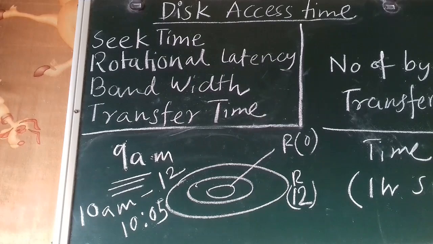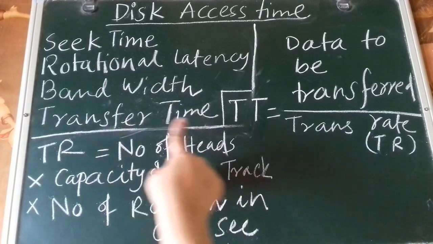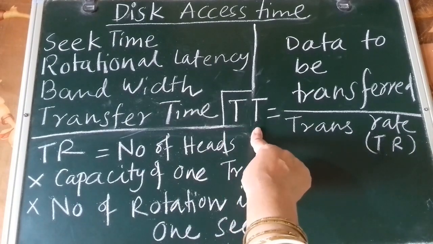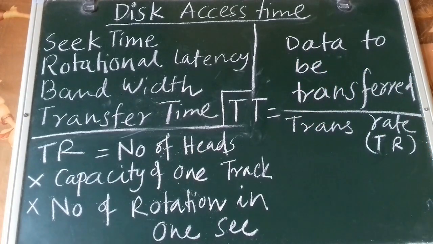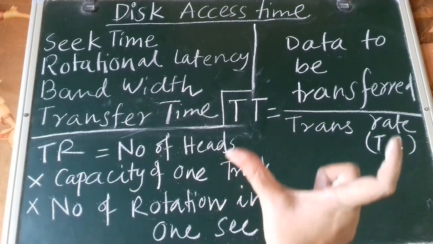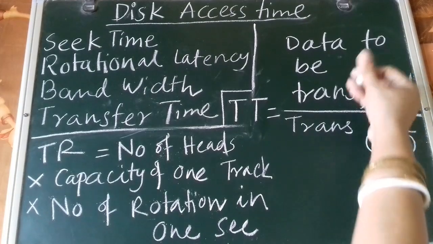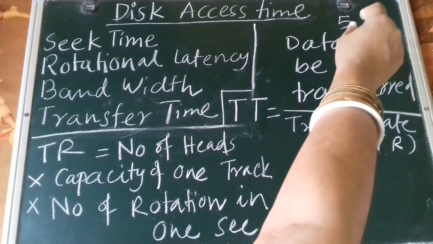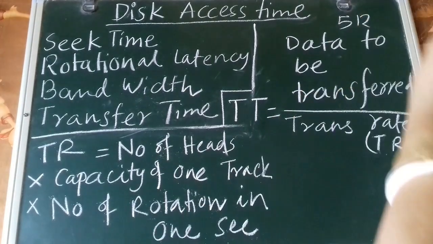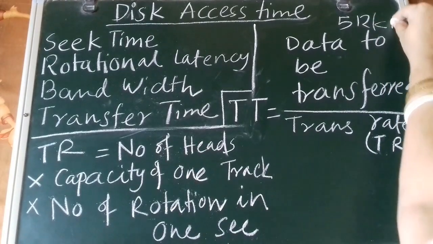Now the last one, transfer time. Transfer time, noted here as TT, which we are defining last, equals data to be transferred divided by transfer rate. Data to be transferred is nothing but how many bytes or kilobytes of data should be read or written. Let's say data to be transferred is 512 kilobytes or 512 megabytes, whatever it is.